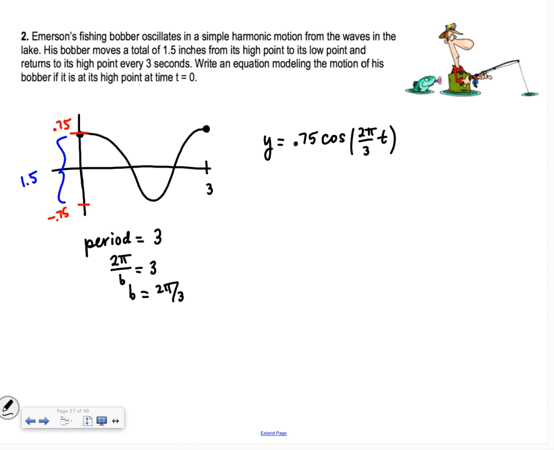And you can ask lots of things about this equation. I could say, when does the bobber reach a height of 0, right? When is it on its equilibrium position? So you can ask lots of questions.